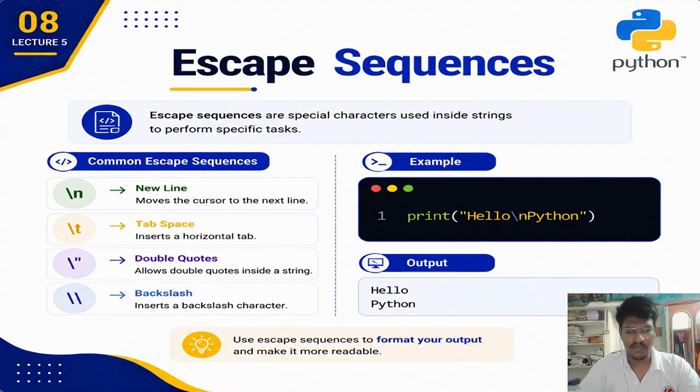Imagine you are writing a sentence in a Python string. It is straightforward, right? You put text inside quotes, but what if you want to hit enter to start a new line? Or what if you want to put a tab space between words? You can't just hit the enter key inside the code because Python will think that is the end of the line of code and throw an error. This is where escape sequences come to the rescue.